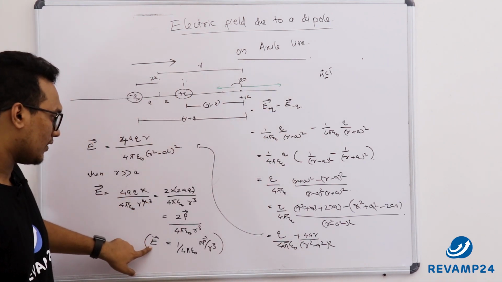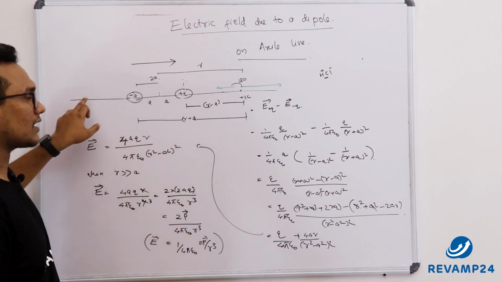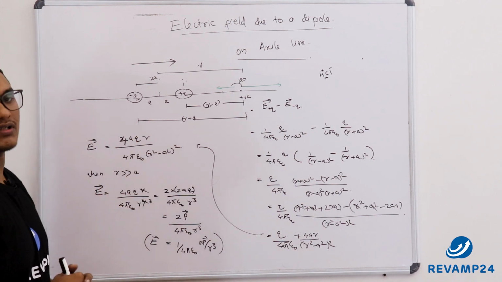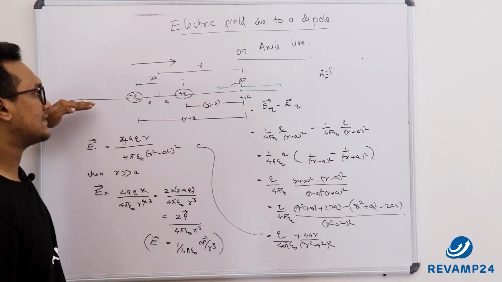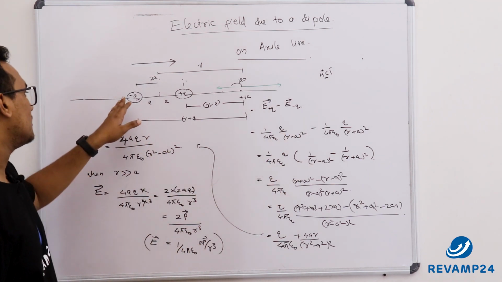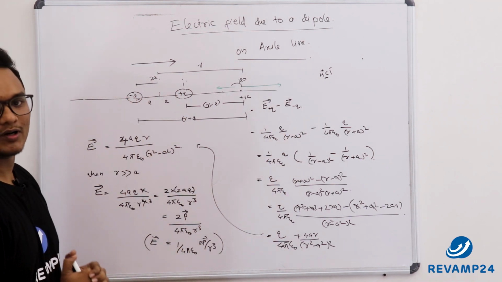Now, at any point you can also consider here and do the derivation, you will still be able to get the same equation. So at any point on the axial line, electric field will be along the direction of dipole moment, which is from minus Q to plus Q. Okay, thank you.